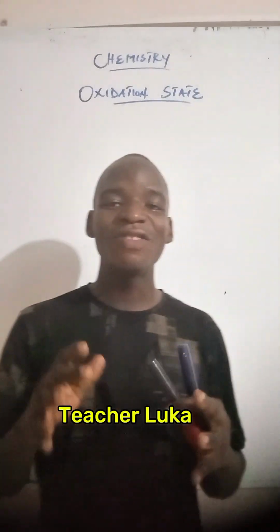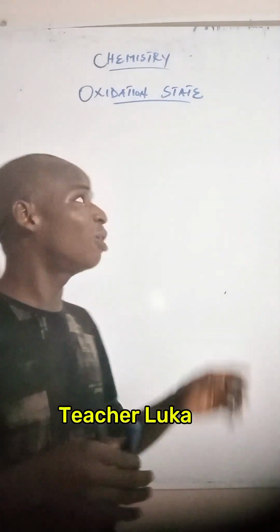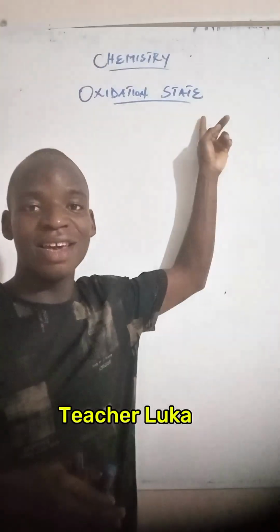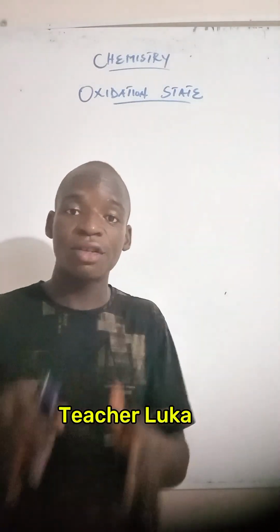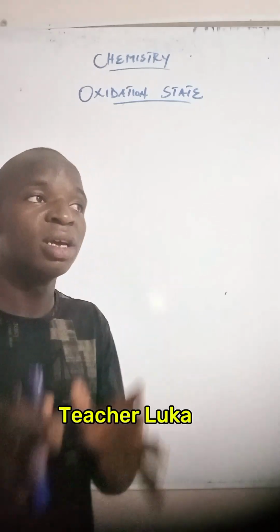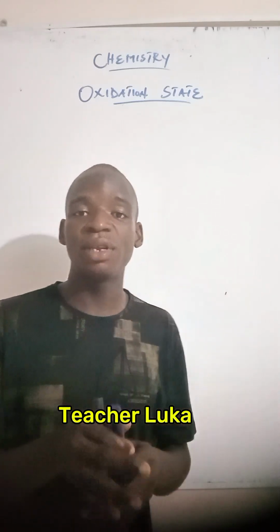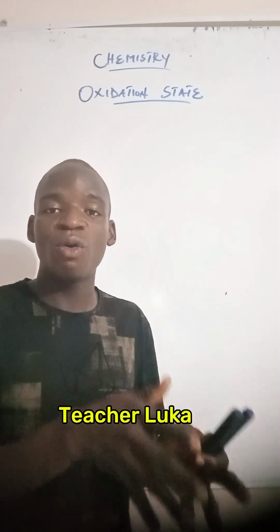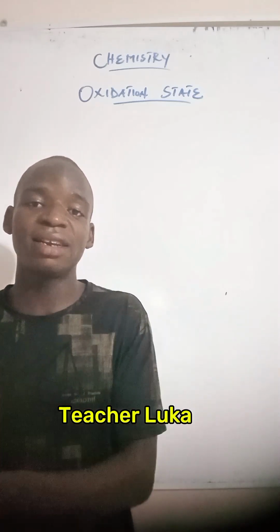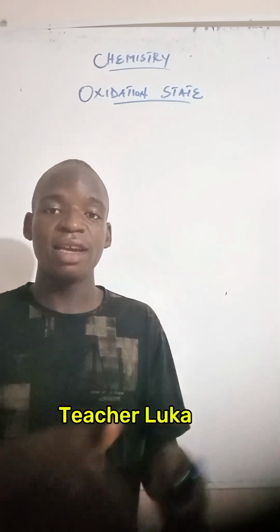Hello guys, in this video we will be learning about oxidation state. Simply, what is oxidation state? It is not out of place to say oxidation number. Are you following? Oxidation number is simply the electric charge that an atom or an element appears to carry when it loses or gains an electron.